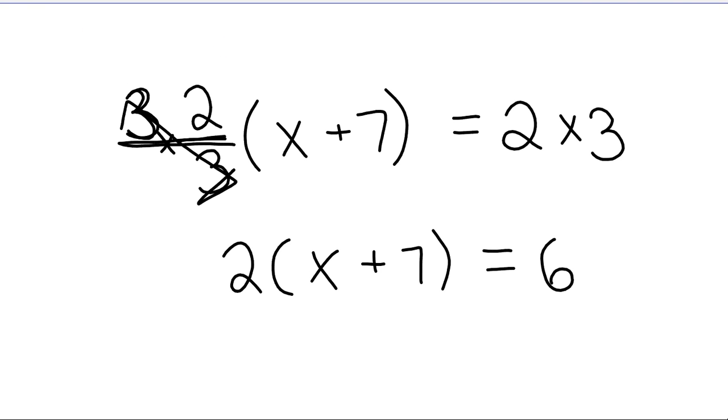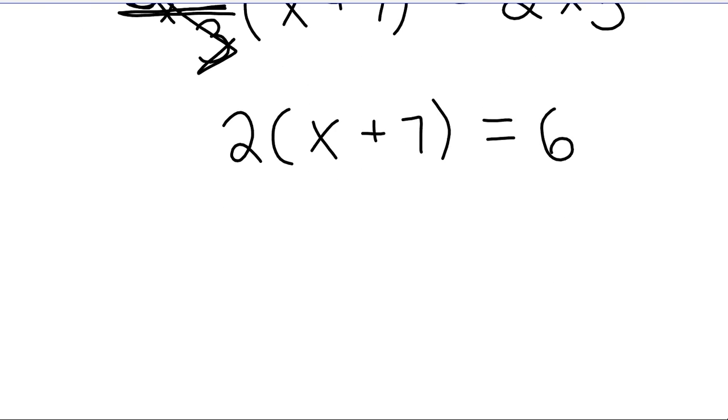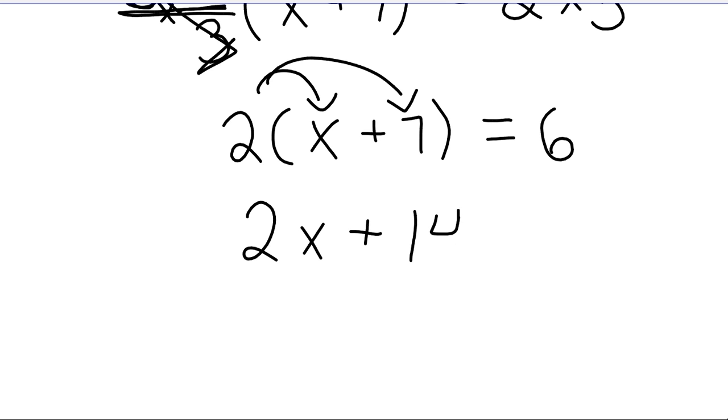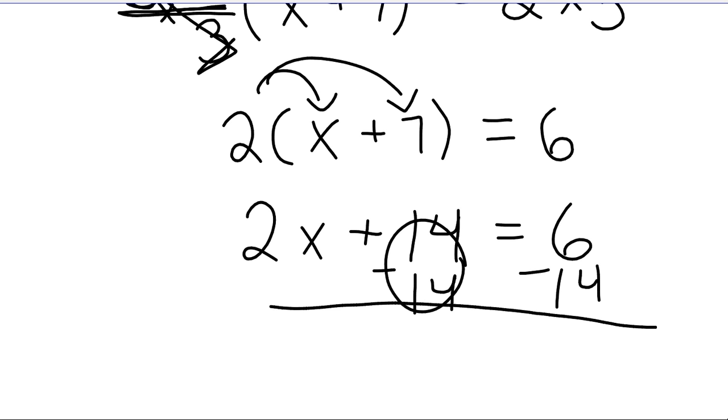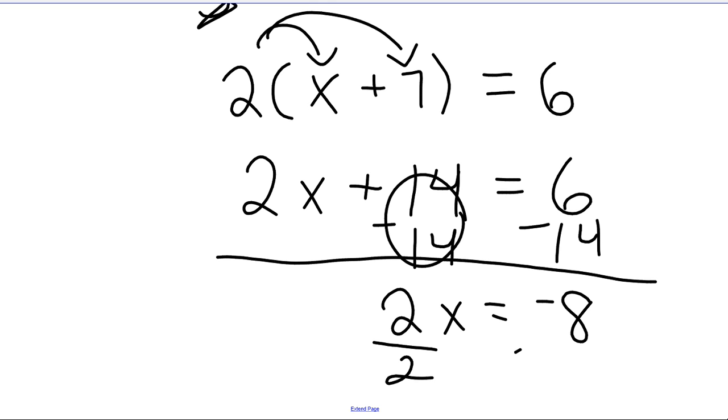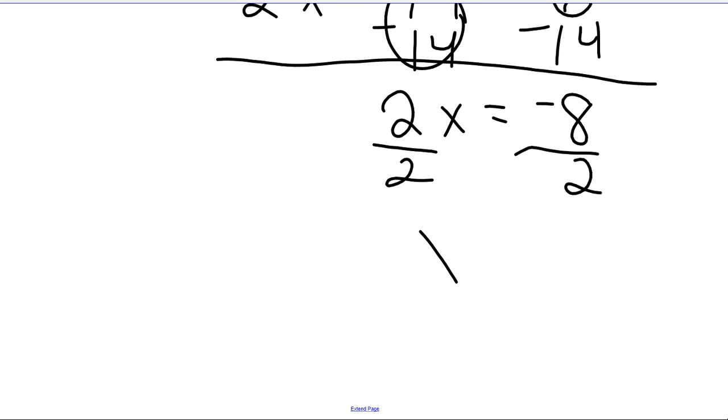Okay? Now that I have 2 times (x + 7) equals 6, you already know how to solve that from before. You'll continue with the steps that you know, multiplying the 2 times whatever's inside the parentheses, so 2x + 14 equals 6. Okay, subtract 14. 6 minus 14 is -8. We have 2x equals -8. Now we're dividing by 2, and we get x equals -4.